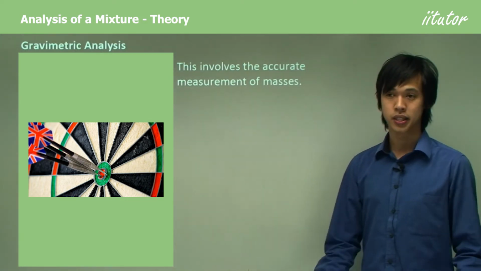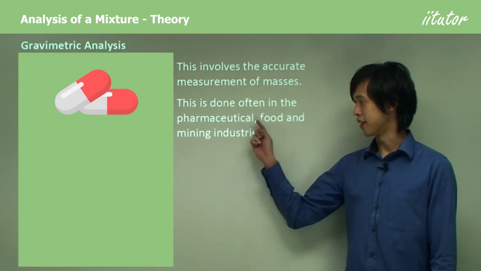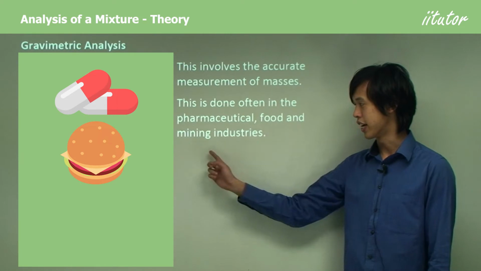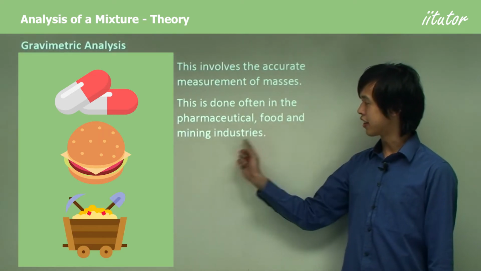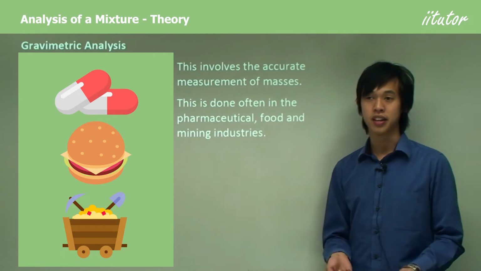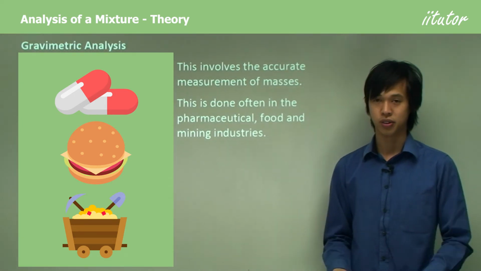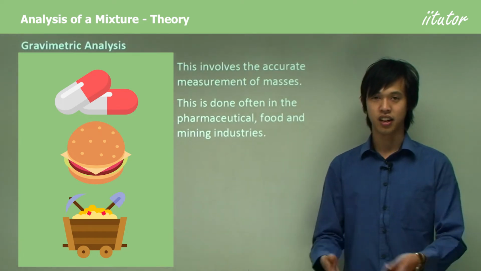Now we look at gravimetric analysis, and this involves accurately, here's a key word, accurately measuring the masses of a particular substance. We use this a lot in different industries, particularly the pharmaceutical industry, the food industry, and the mining industry. Each of these really needs to know how much mass it is. For instance, if you're a miner and you promised some company 2,000 tons of iron and you only could produce 1,000, then they're not going to be very happy.